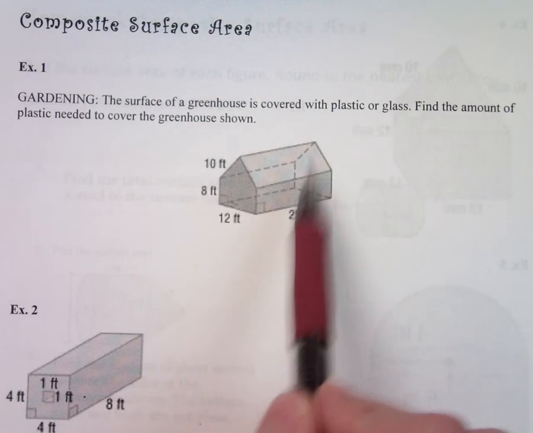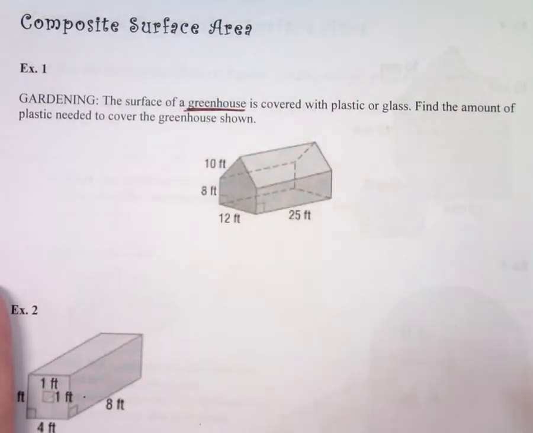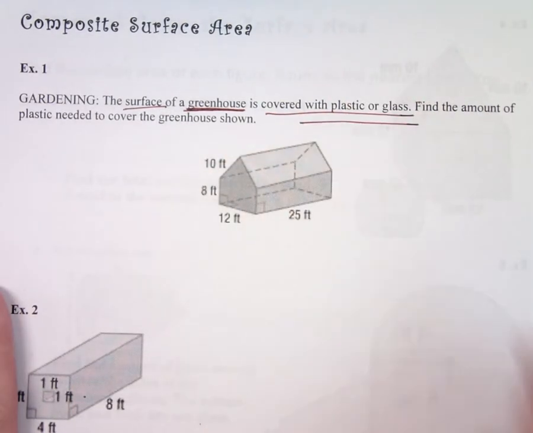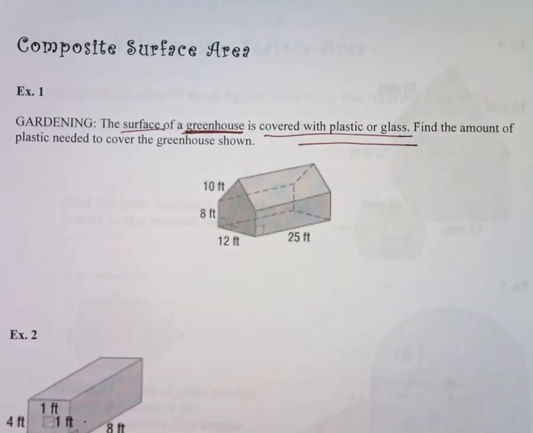Now this one is actually a real life application, and it wants us to consider this to be a greenhouse. It says that the surface of the greenhouse is covered with plastic or glass, and it says find the amount of plastic needed to cover the greenhouse shown. So if this was actually a greenhouse and I was going to cover it with plastic or glass, would I cover the entire thing? No. What wouldn't I cover? The door.